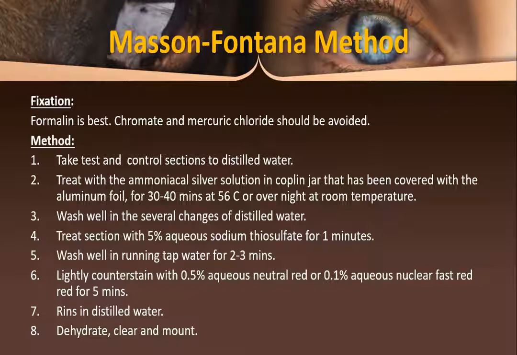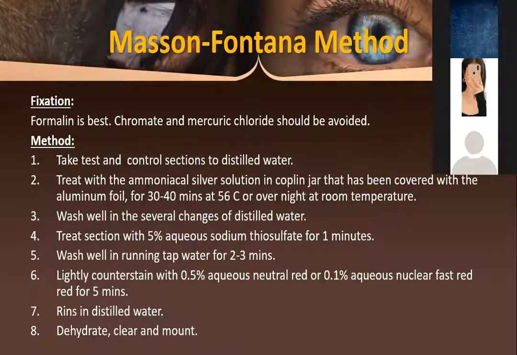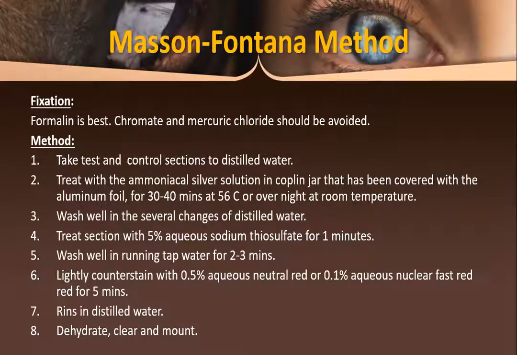After removal of excess ammoniacal silver solution with distilled water, you treat the section with 5% aqueous sodium thiosulfate. Then wash the section with tap water for 2 to 3 minutes just to remove excess stain. Then lightly counterstain with 0.5% aqueous neutral red.